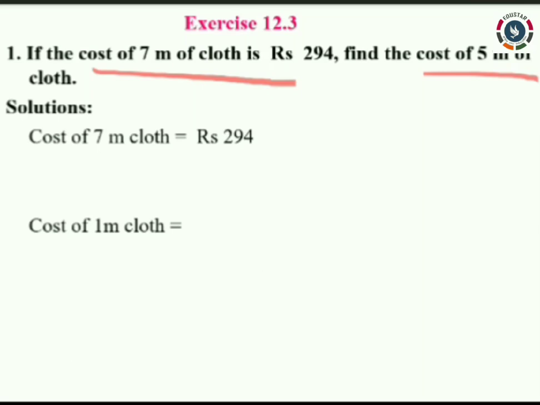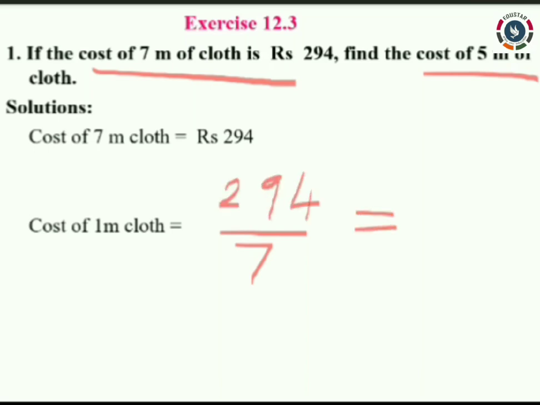Already we have discussed the unitary method, right? Unitary method means first you have to find the value of one unit, then you have to find the required amount of units. First you have to find the cost of 1 meter of cloth, then the cost of 5 meter of cloth. Now I am going to find the cost of 1 meter of cloth. Here meter of cloth is the known value and cost is the unknown value, right? So 7 meter cloth costs rupees 294.